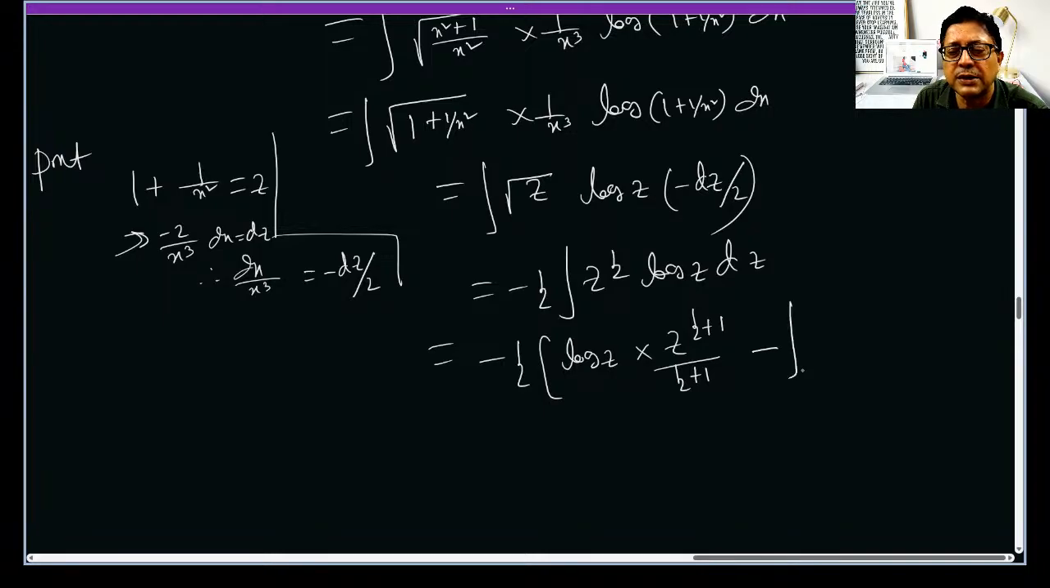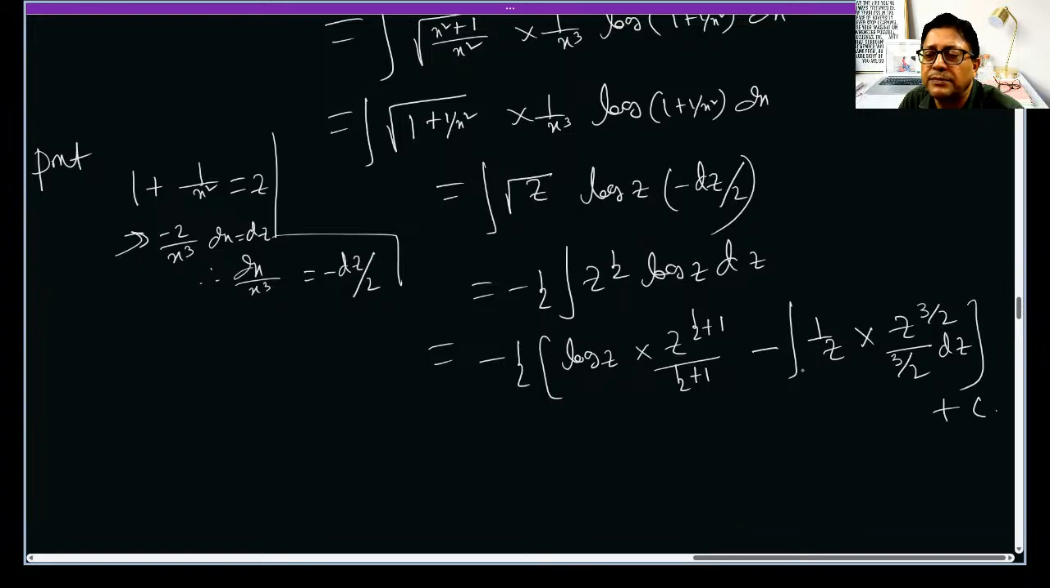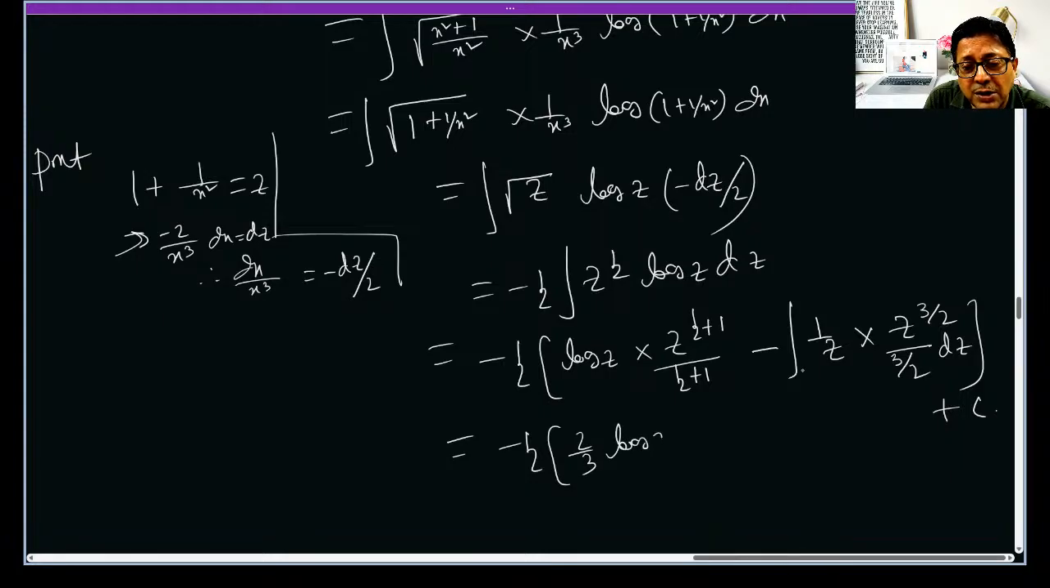This minus log z derivative 1 by z, z to the power 3 by 2 by 3 by 2 dz plus c. Isn't it? Log z first function. So minus half, this should be 2/3, this minus 2 by 3 dz plus c.